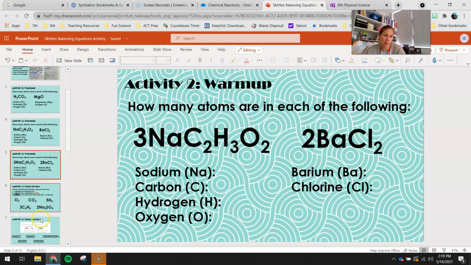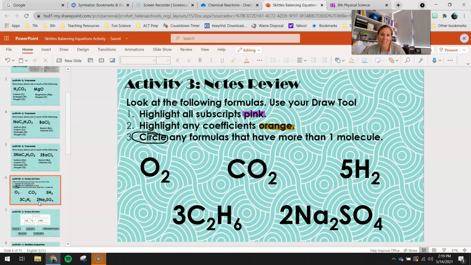All right, moving on to the main part of this assignment. So your first activity is just a little notes review. You guys, again, should have those notes that we just went over in your notes. At this point, your laptops are facing forward and you're paying attention. So you have 3 things that you need to do on this page.